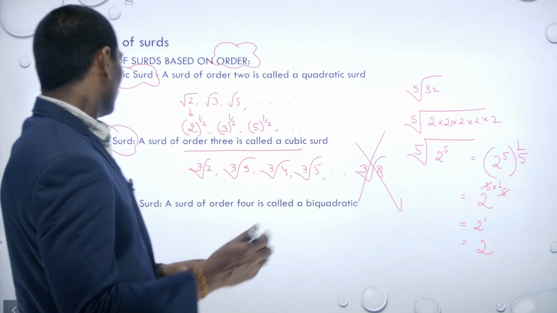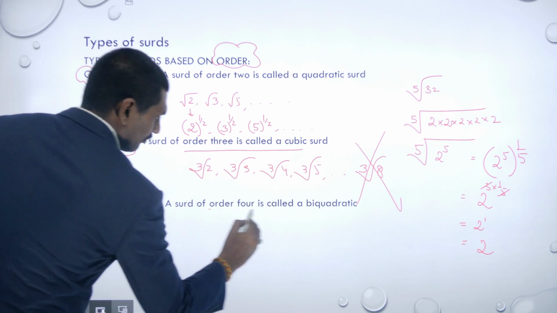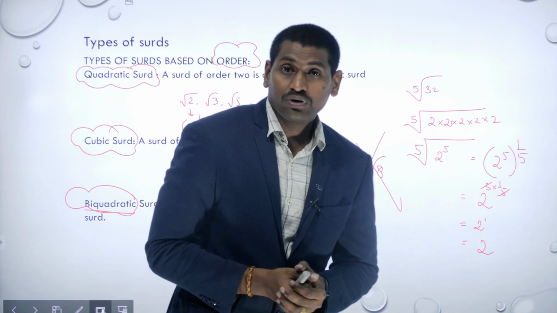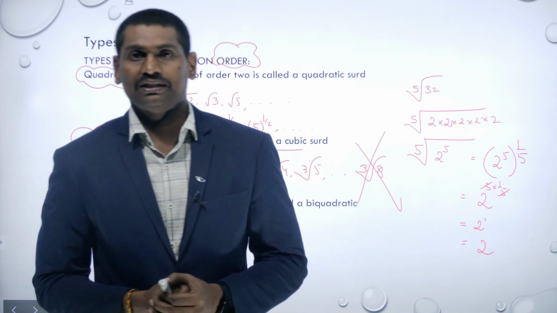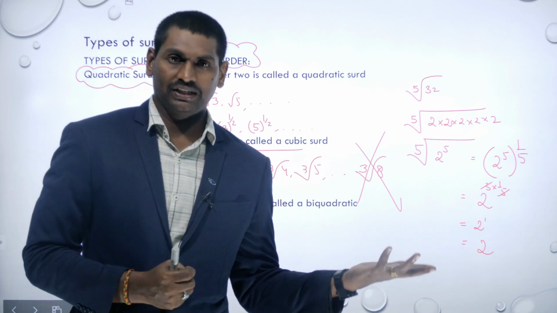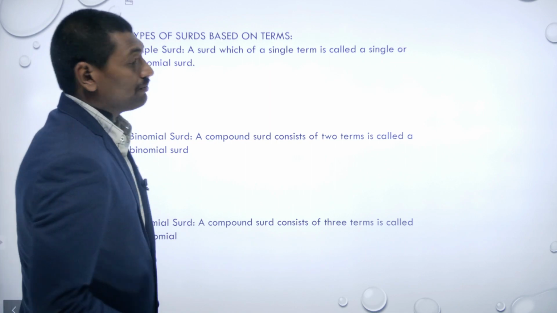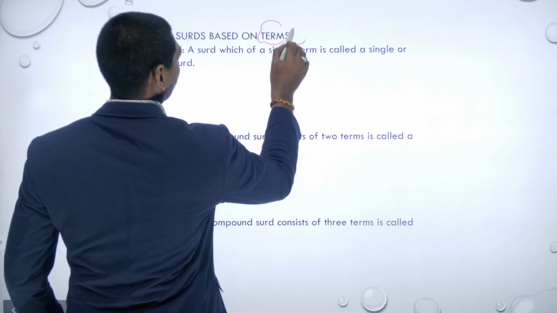Okay? Now biquadratic. Biquadratic means order 4. Order 4 surd is called biquadratic surd. Clear? Yes, 4th root of 2, 4th root of 3, like that. Now let us move on to the types of surds based on terms.